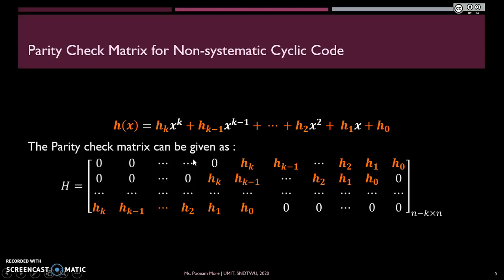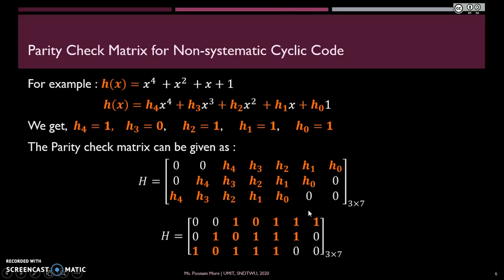Here the number of columns will be equal to n, and the number of rows will be equal to n minus k. So after writing the first row, you will perform a left shift by 1 position to get your second row, and you will go on performing the left shift by 1 position to get your successive rows, and this will be done till the (n minus k)th row. So this is how you can form your parity check matrix.